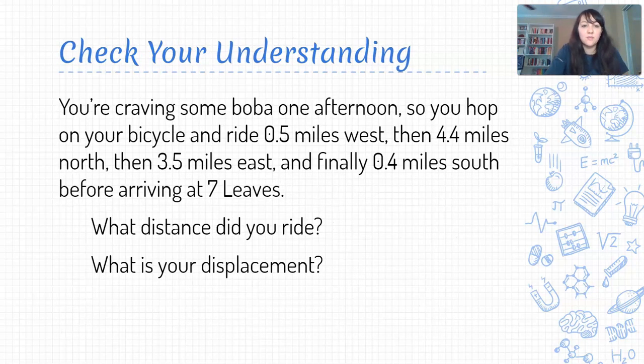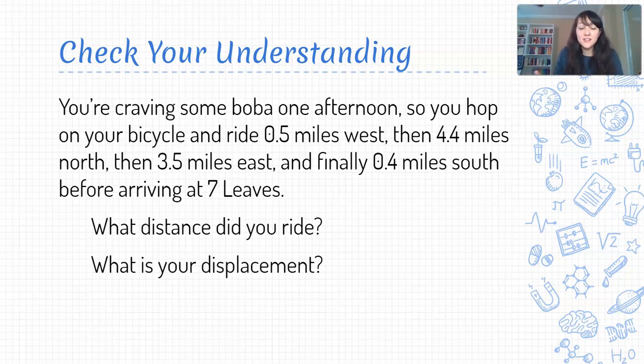Good. All right, cool. Final check for understanding. Let's say you are craving some boba because it is hot. And so you get on your bicycle, you ride 0.5 miles west, all right, and go around something. And then 4.4 miles to the north. Awesome. And then you go 3.5 miles east. And then finally, to actually get to 7 Leaves, you finish up with 0.4 miles south. What distance did you ride?